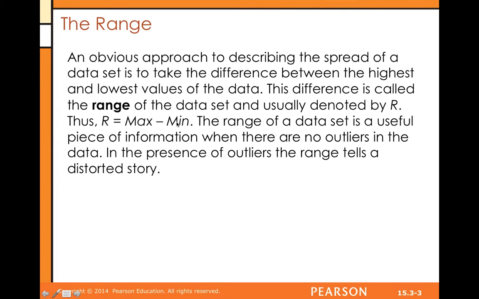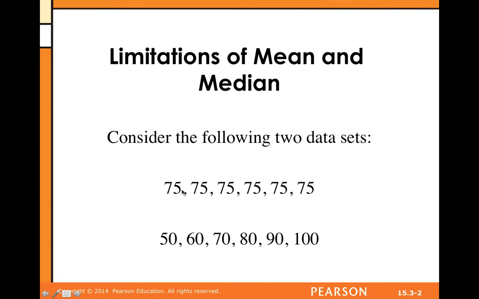So, like I said, the range is fairly crude. In these two examples, in the first data set, the range is 0. The biggest number is 75, as is the smallest number. So when you take 75 minus 75, you get 0. So this first data set has a range of 0. This next data set has a range of 50, because 100 minus 50 is 50.